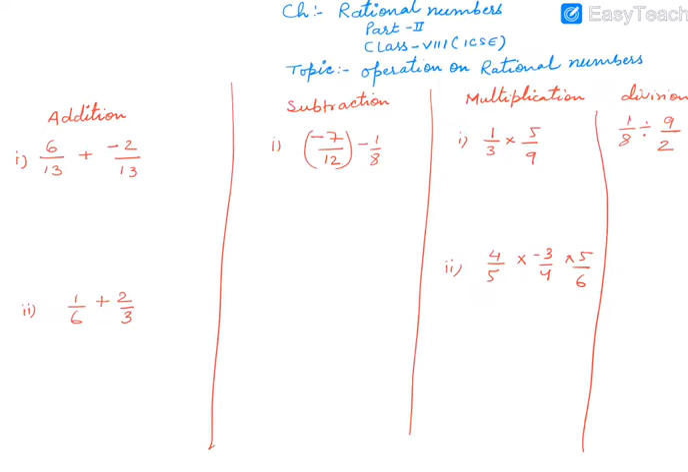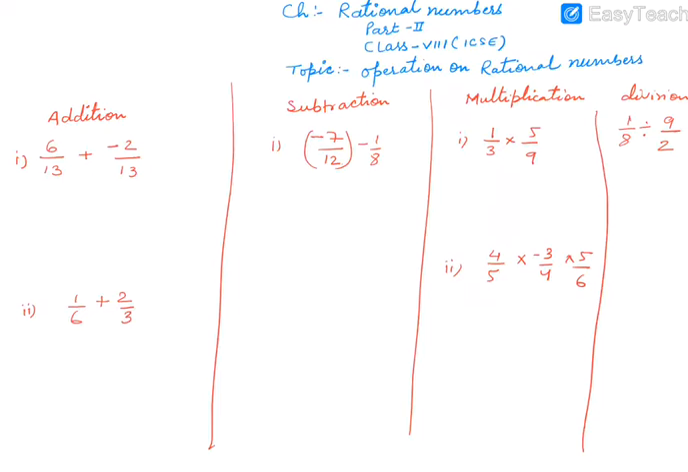You can get two kinds of questions in addition: when the denominators of two or more rational numbers are the same, and when two or more rational numbers have different denominators. First of all, I'll explain how to add rational numbers when they have the same denominator.